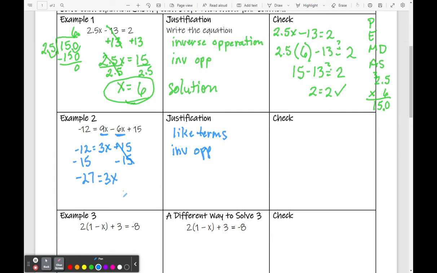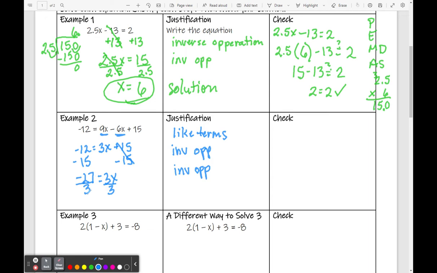Now I need to isolate my variable by removing the coefficient. In order to do that, I'm going to use inverse operations again. What I see is this coefficient smashed right up next to this variable, and I know that means it's multiplying. So if I see multiplying, I'm going to divide by that coefficient of 3. Of course, I'm going to do the same thing to both sides so that we keep our balanced equation.